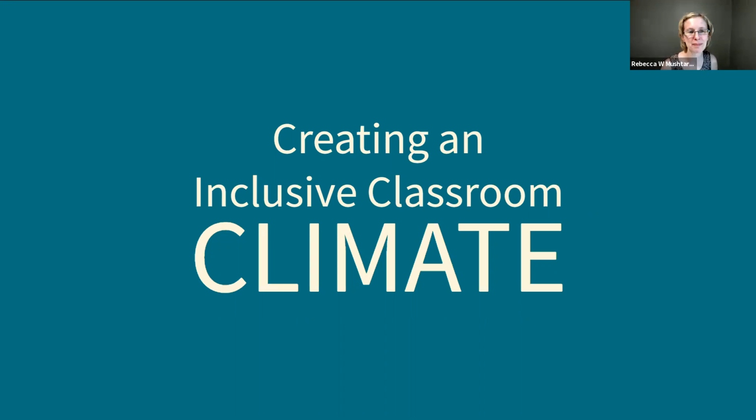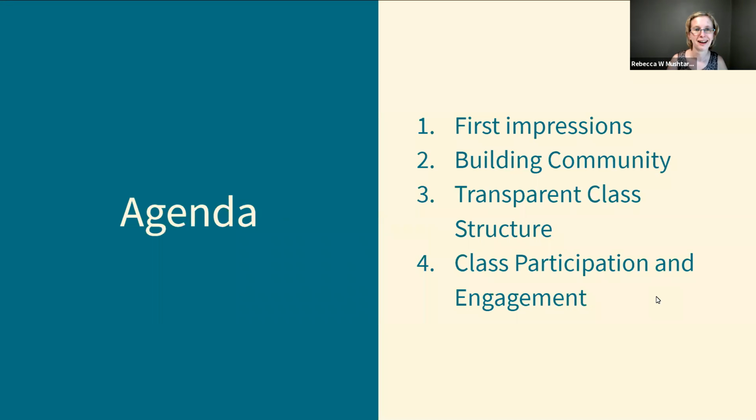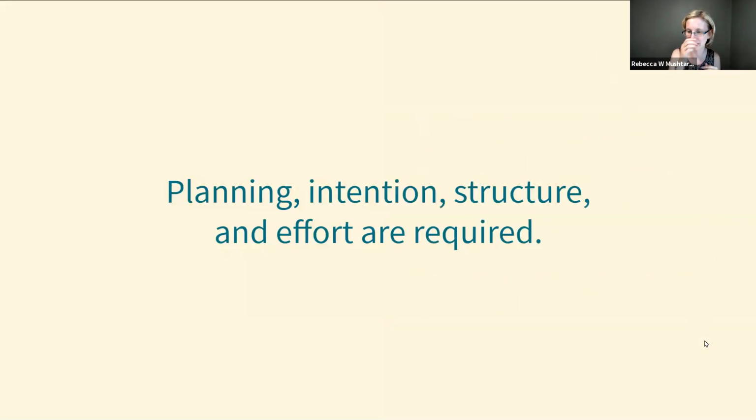So as we wrap up our SELT sessions today, we wanted to circle back to the idea of creating an inclusive classroom climate. We have four topics on our agenda: first impressions, building community, transparent class structure, and class participation and engagement. We have many ideas for each of those categories. Perhaps you might try something in each category, but definitely don't try all the things. That would be crazy. That's too many things, right? There's lots of opportunities, and we hope someone can pick something that will connect with them.